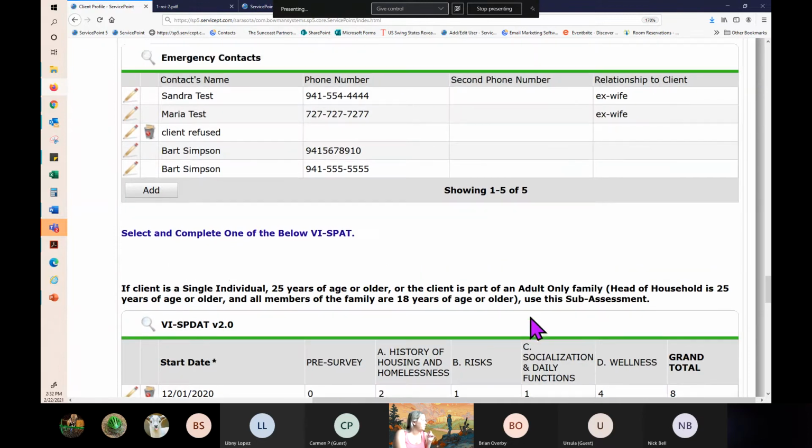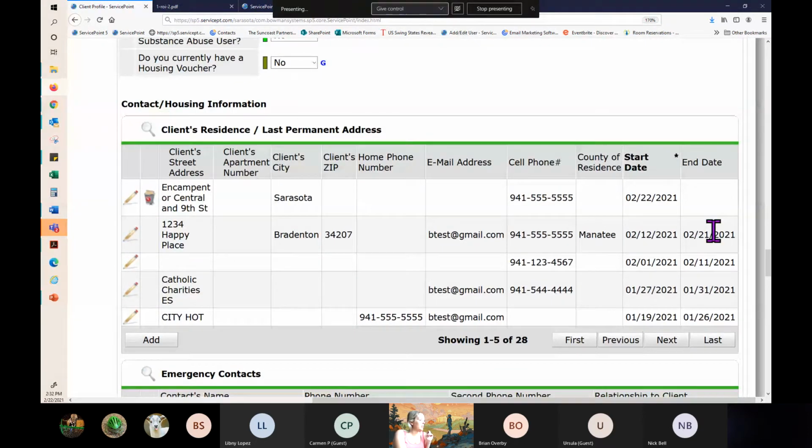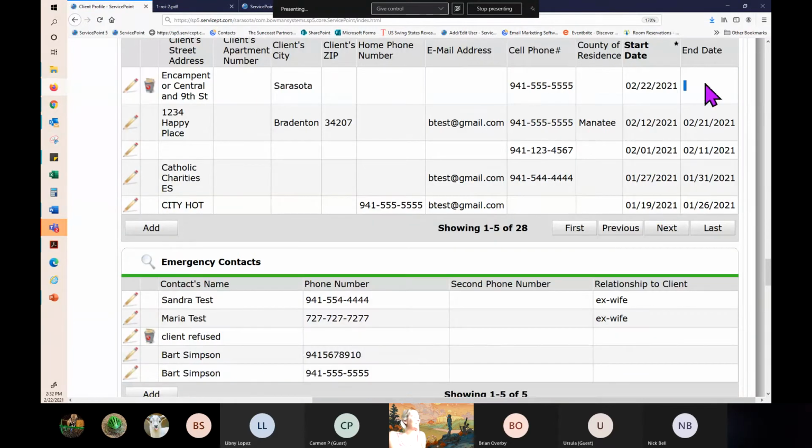We're going to save. Now we can see these old ones. They don't exist anymore. He's not living here. He's over here. He's staying at this encampment. I feel like I spelled encampment wrong. And it's active. So we know this phone number is still good. This location ended, but the phone number is still good.